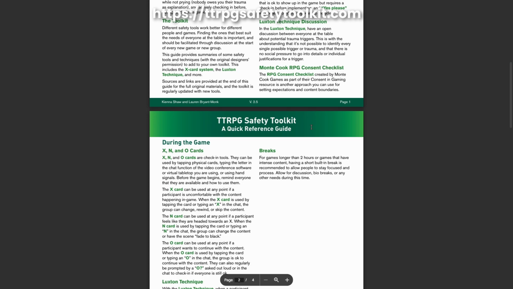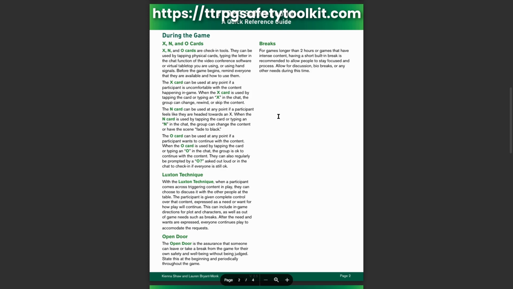There's also a consent checklist that you can go ahead and use, and an expansion on the X cards with the X, N, and O cards. Basically, the X card is the same when it's used in chat, with your arms, or by actually using a physical card. Then that means that you've reached a stopping point. An N card is basically if someone feels they're headed towards something, so you can prevent it before you actually get there. And an O card basically means that you are okay with the content.